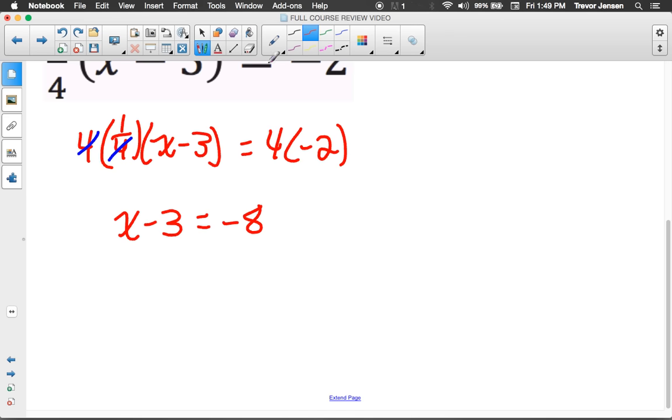Move this minus 3 to the other side, or think of balance method. Opposite of subtracting 3 is adding 3, so add 3 to both sides. On the left, negative 3 plus 3 is 0, so I just have x, equals negative 8 plus 3. Negative 8 plus 3 is negative 5.